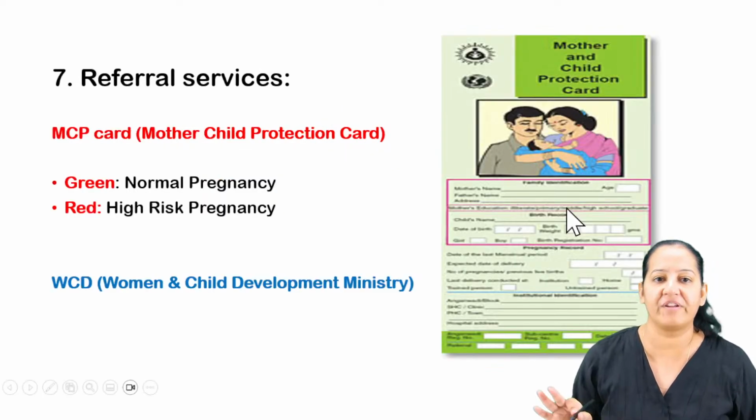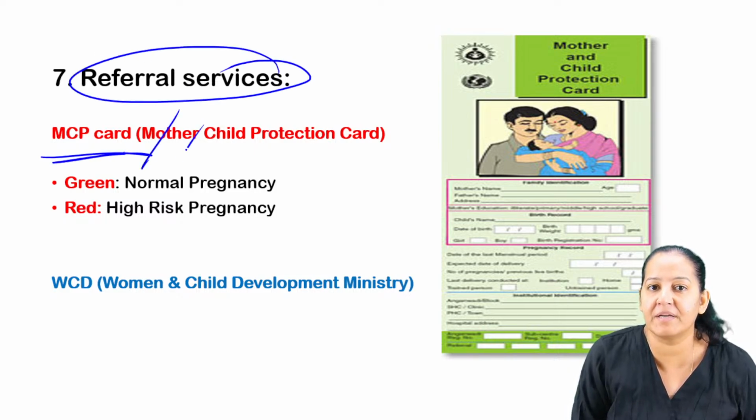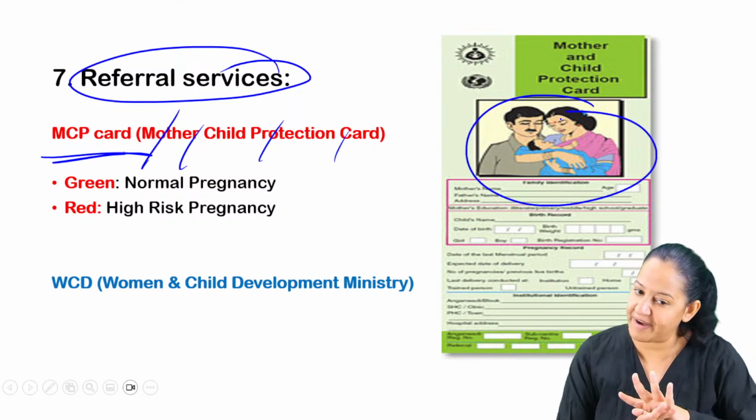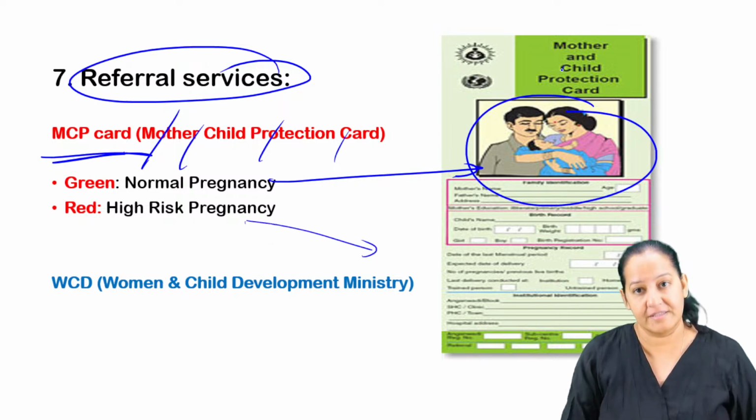Okay, so this is all free service. And we will make a card that is known as referral services. This is known as the MCP card, Mother Child Protection Card. It is of 2 colors. If the pregnancy is normal, we will make a green card. If the pregnancy is high risk, we will make a red card.